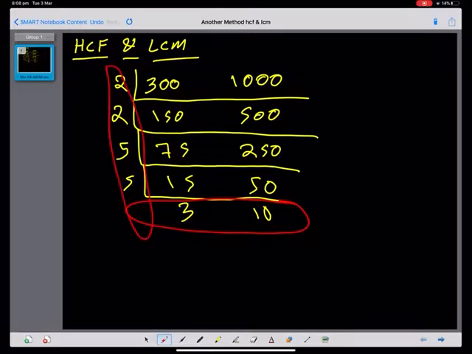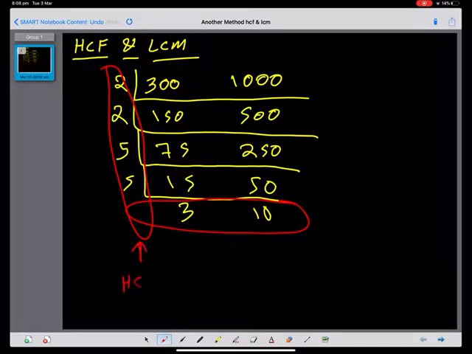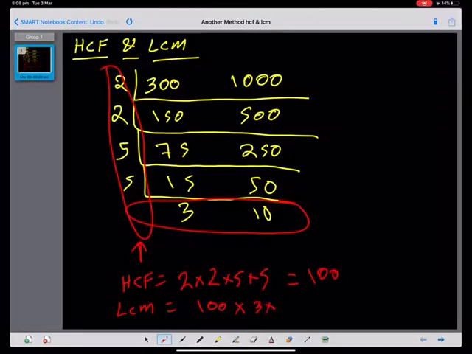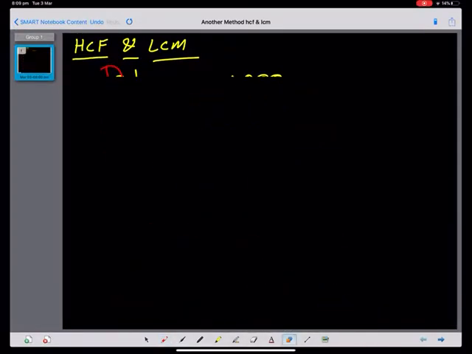Okay, so this is going to be the highest common factor, which is 2 times 2 times 5 times 5. 2 2s are 4. 4 times 25 is 100. Then we got lowest common multiple of 100 times 3 times 10. Well, 10 times 100 is 1,000. 3 times 1,000 is 3,000. Okay, so let's have a look at another question.